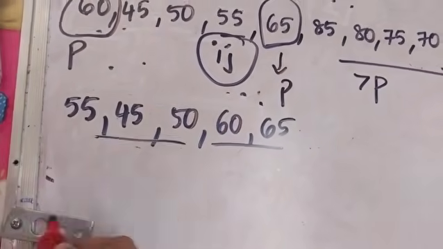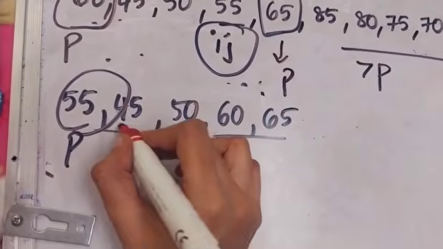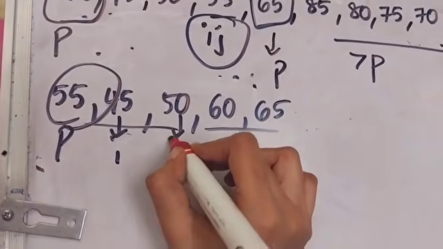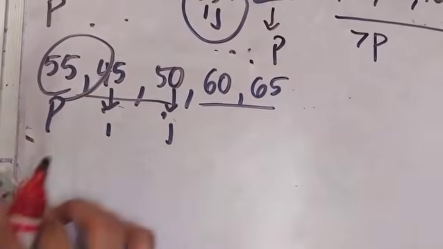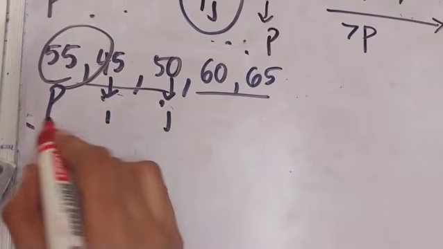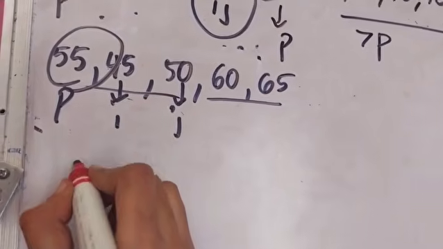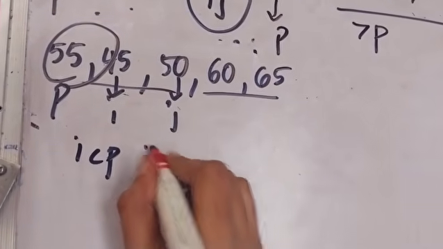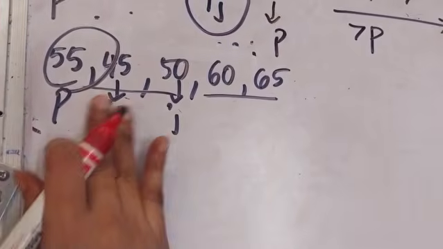Now this is not sorted. So here comes my pivot element. This is my I and this is my J. Now what do I do? Same procedure. So check first. Is I less than P? Yes, so I plus plus. So it goes over here.